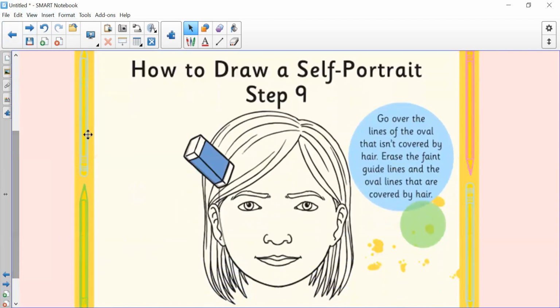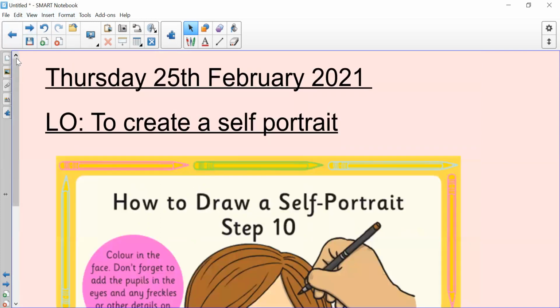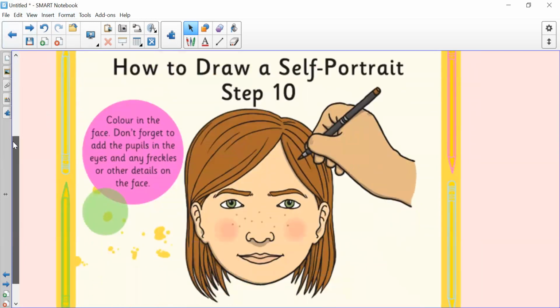Okay, next up, just go over those lines of the oval that haven't been covered, so the oval shape for the face and also the guidelines, and carefully rub those out. Once you've done that, you will now be colouring it in, okay?